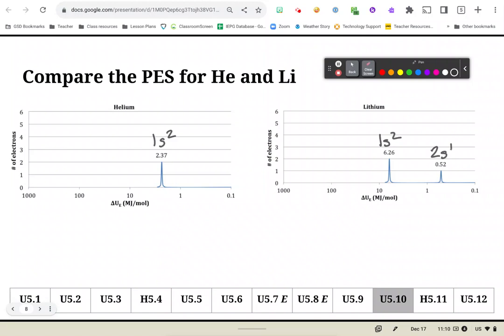All right, so hopefully you're starting to see the pattern of how you do these. The first peak you see, you read it from left to right. The first peak you see is going to be the 1s peak. And then if there's another peak, you can always assume that the orbitals are full before you go on to the next one. All right, so let's try another one.